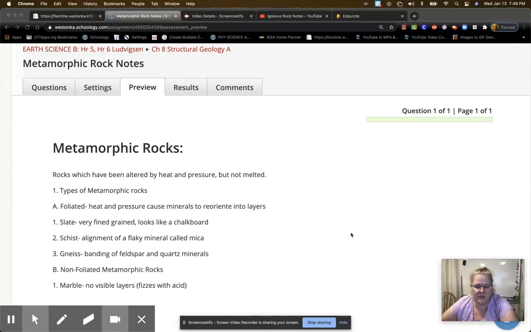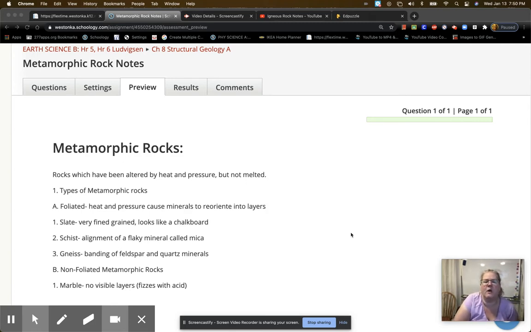All right, so this set of notes is going to talk about what is a metamorphic rock. It's obviously different than igneous or sedimentary. In this case, metamorphic rock, for the basis for understanding, is a rock that's been heated and put under pressure, but not melted. No melting occurred. If it was melting, it would go back to igneous.